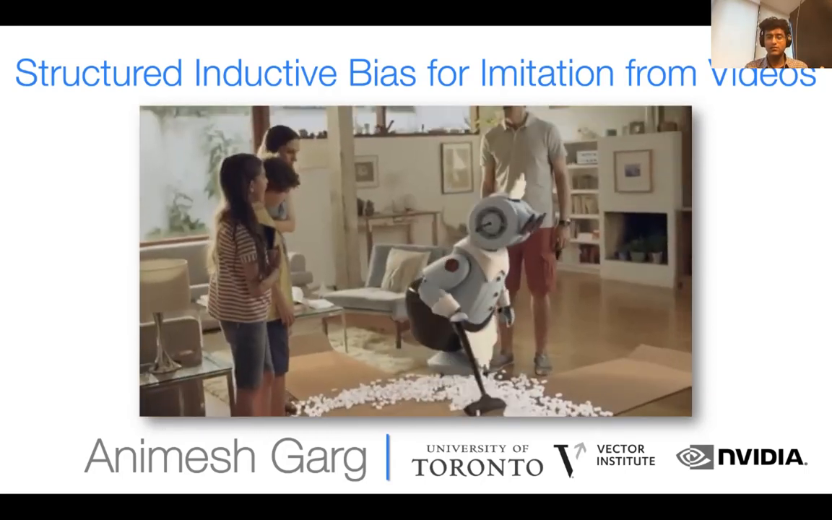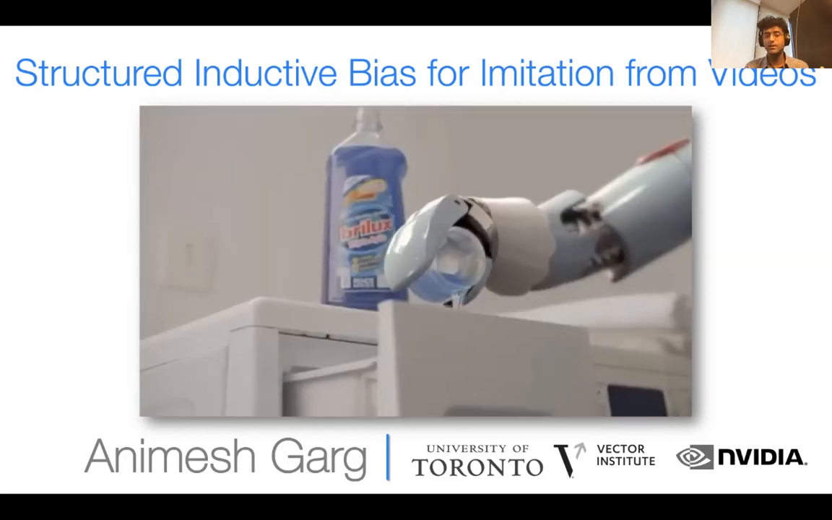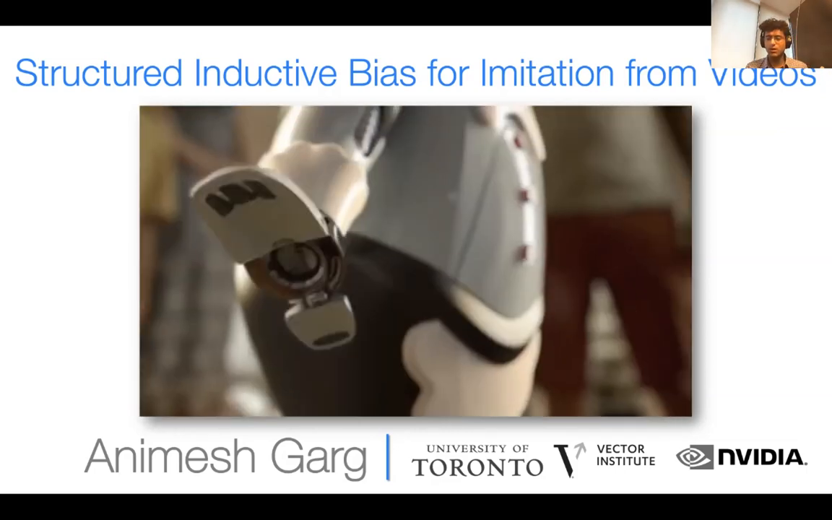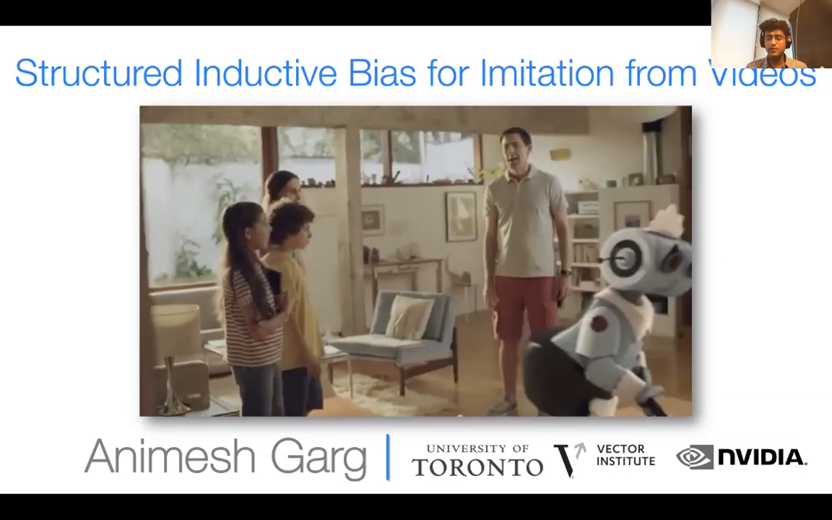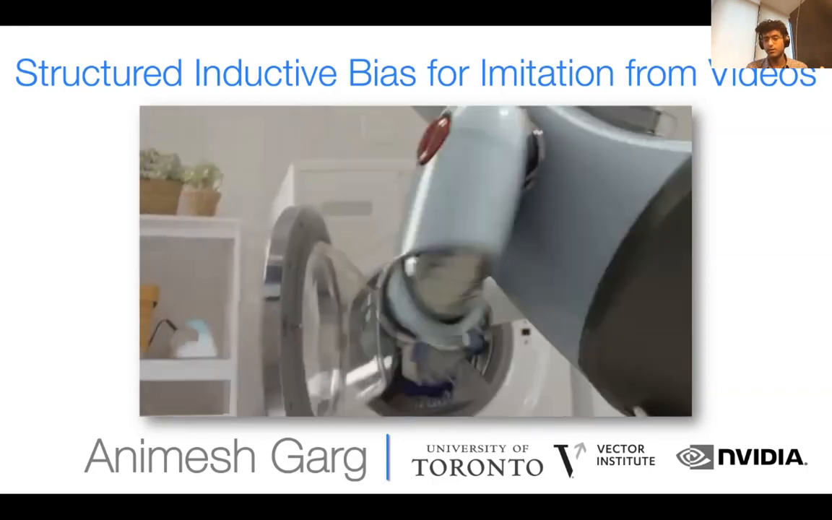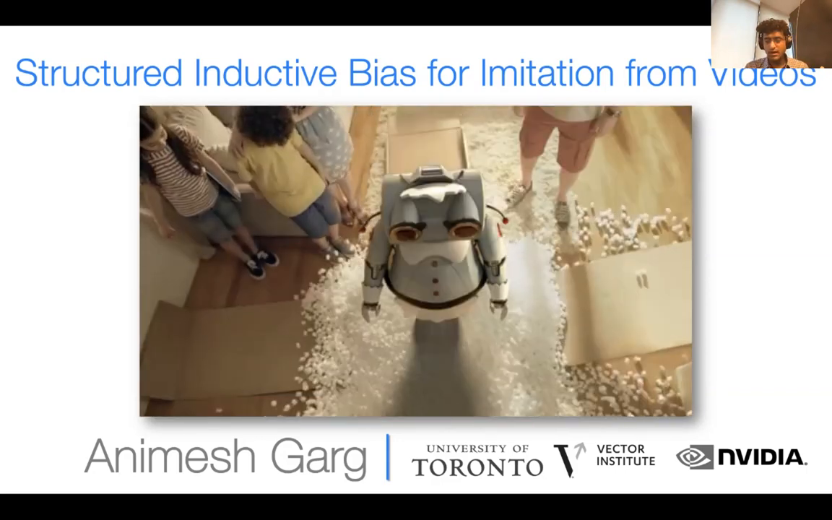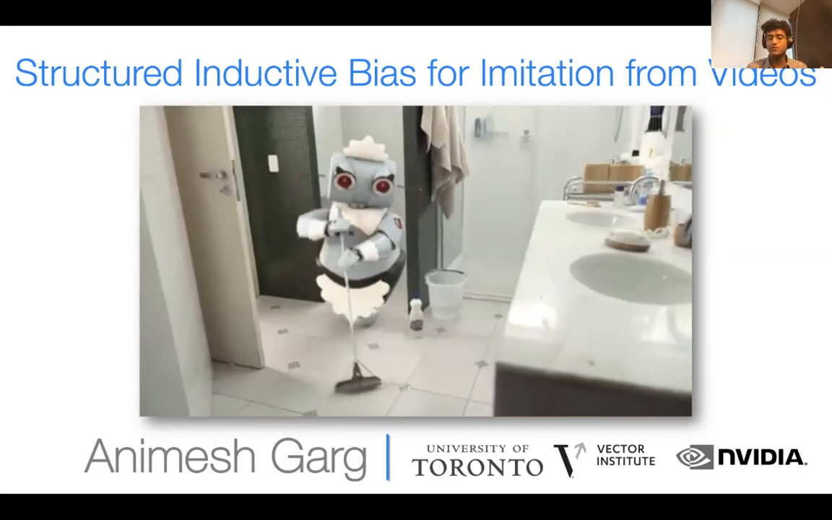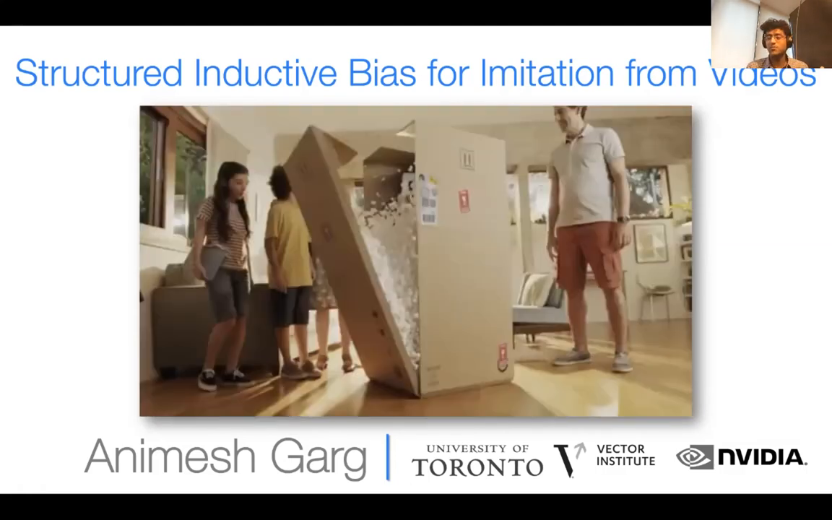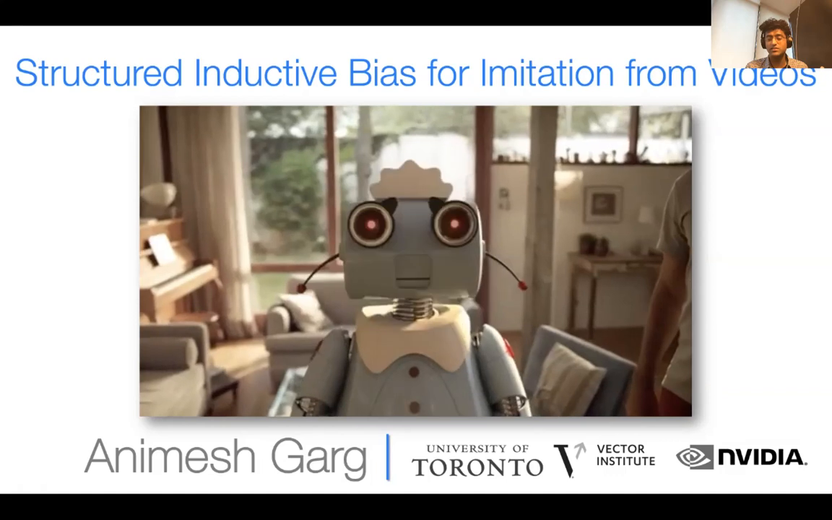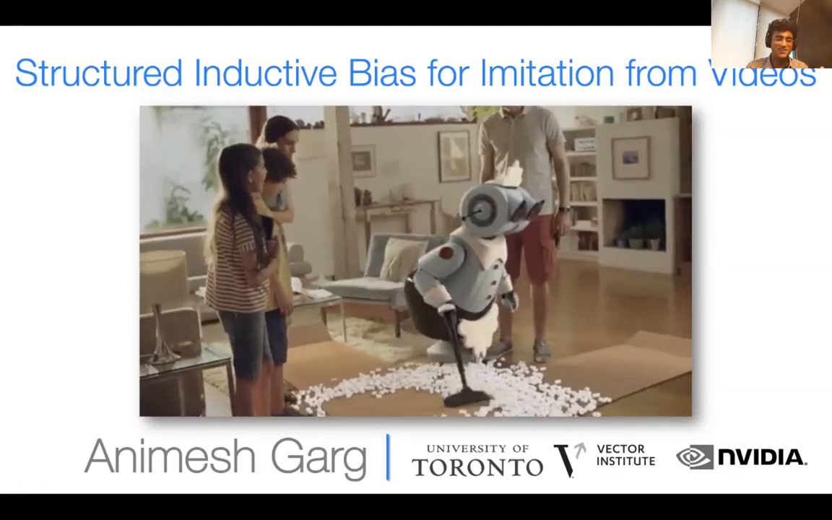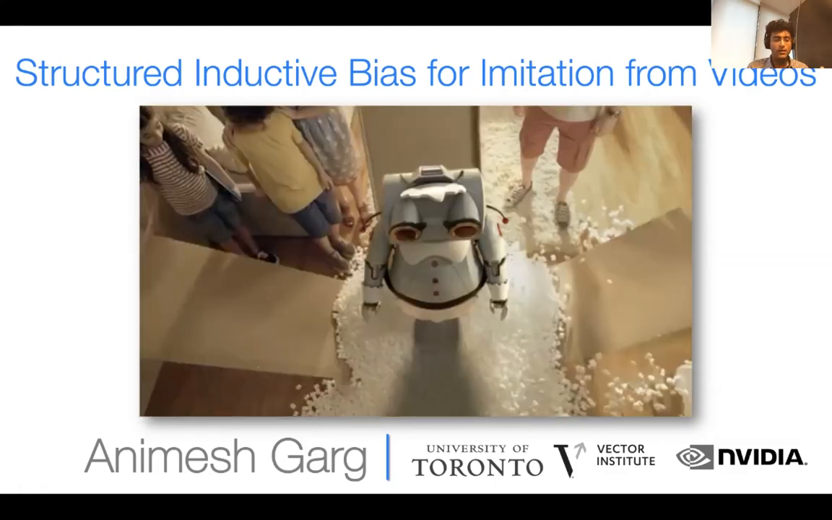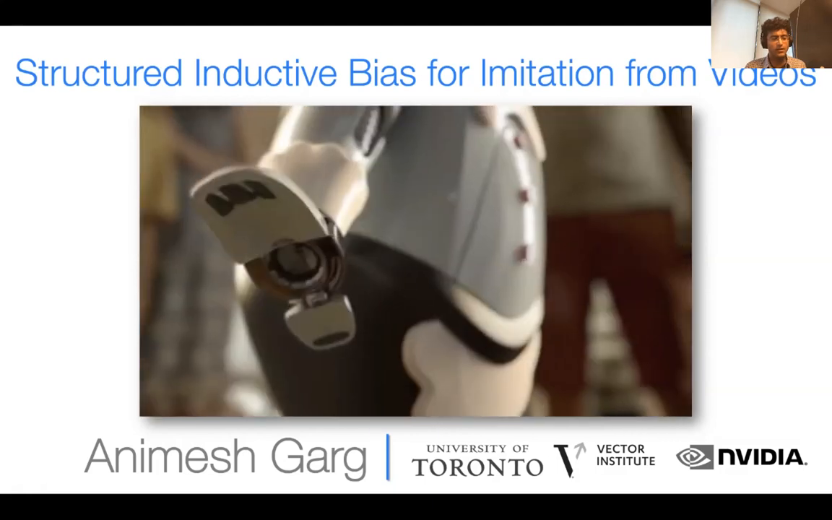I am a faculty at University of Toronto, and I also spend time at Vector Institute in NVIDIA. And I work on building robots that can work in a generalized manner in challenging and unstructured and unseen situations. And really the goal as a roboticist here is to build some sort of out-of-the-box autonomy which can do a variety of skills that has been promised to us by fiction and science fiction over the years, such as this video. So today I'm going to talk to you about a piece of this problem of how to build structured inductive biases for imitation learning from videos.